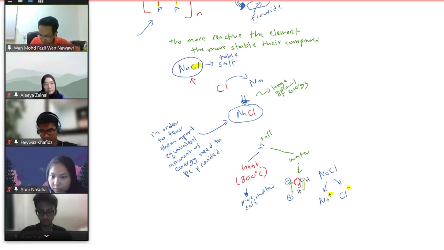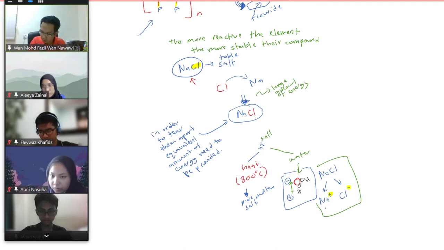But now, when you put the salt into the water, so you have this water and also you have this salt, what happens now? Like we learned in the previous class, the polar will try to dissolve the polar. The polar likes the polar, the non-polar likes the non-polar.